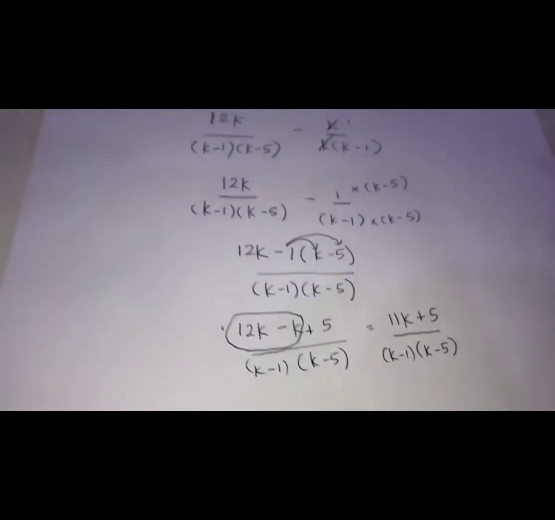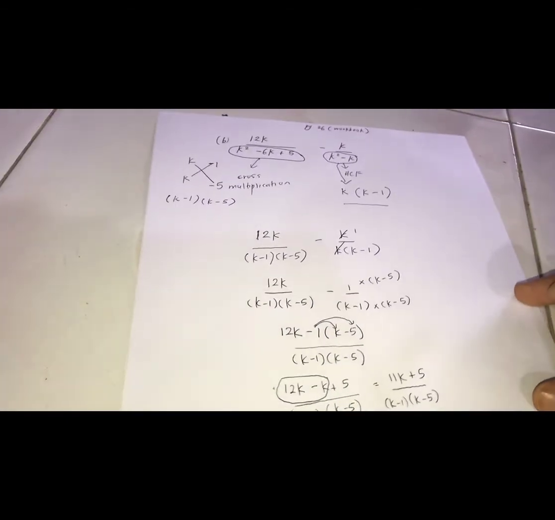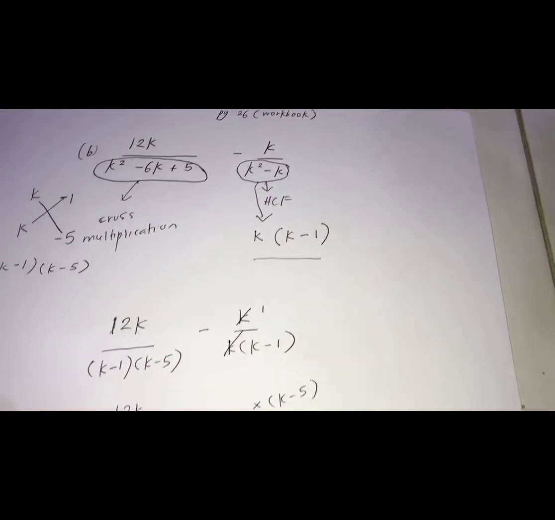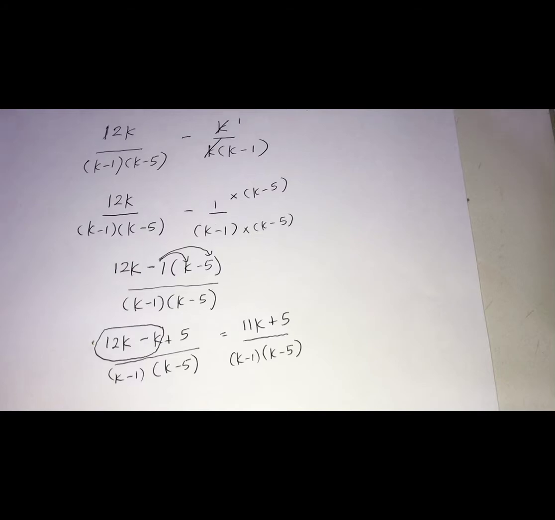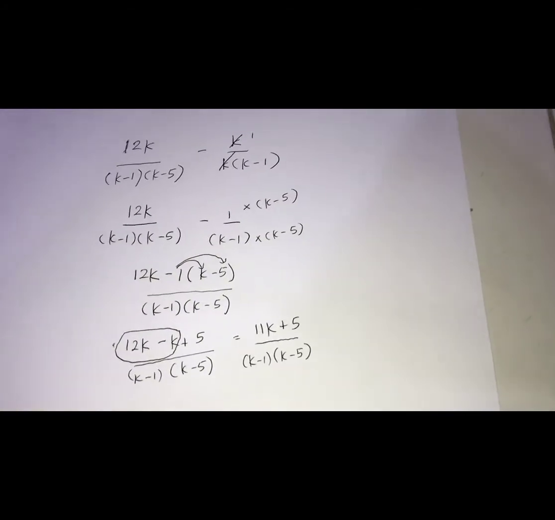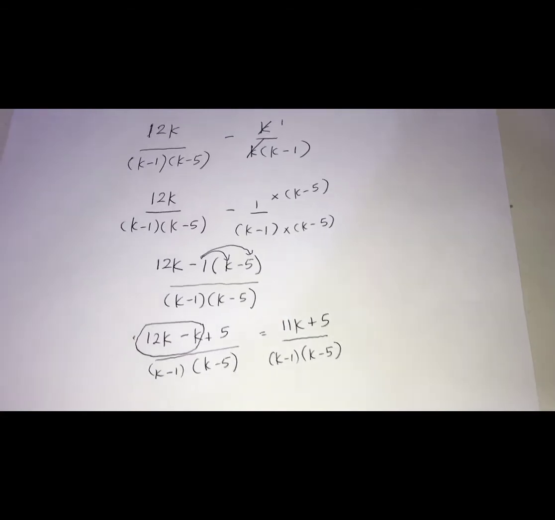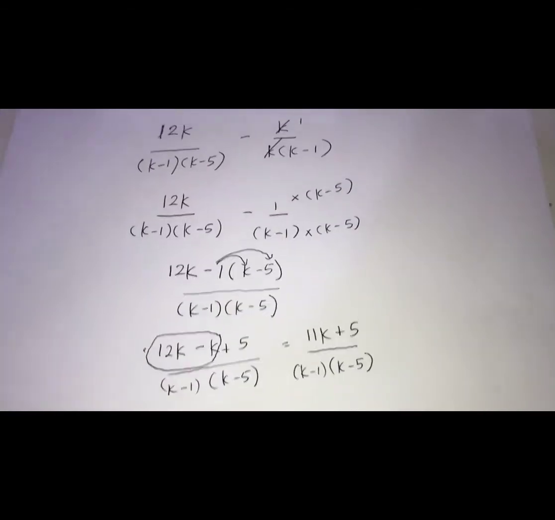Finish. This one is the working for question B. So the final answer is 11k plus 5 over k minus 1, k minus 5. Follow this step.